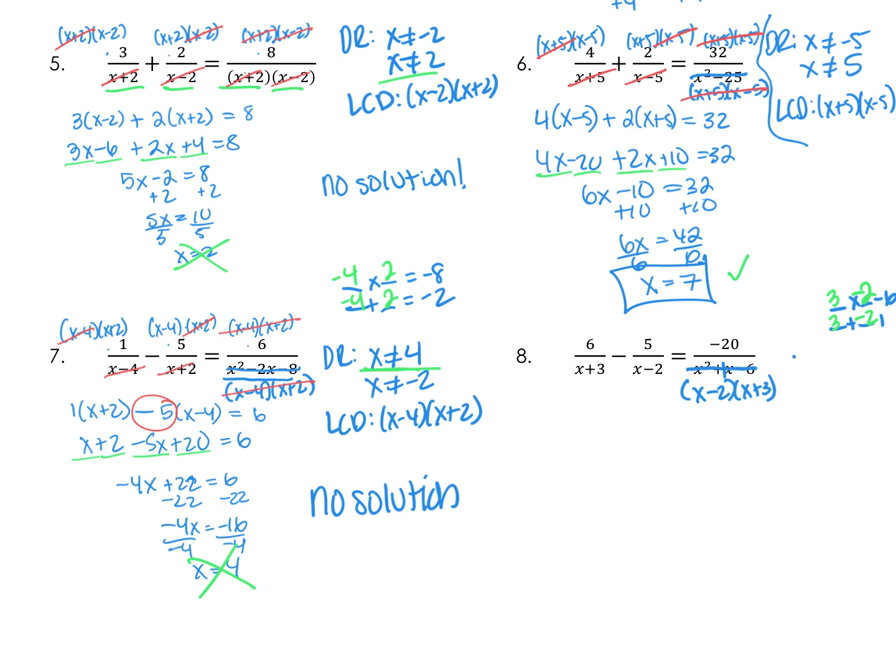So now we can do our domain restrictions. We look at the denominator, set x plus 3 equal to 0, and you'll get x cannot be -3. Set x minus 2 equal to 0, and you'll get x cannot be 2. And for our LCD, we see an x plus 3 in 2 denominators and an x minus 2 in 2 denominators. So that will be our LCD. So we'll multiply everything by x plus 3 times x minus 2.